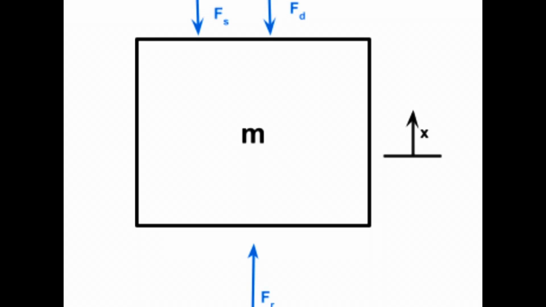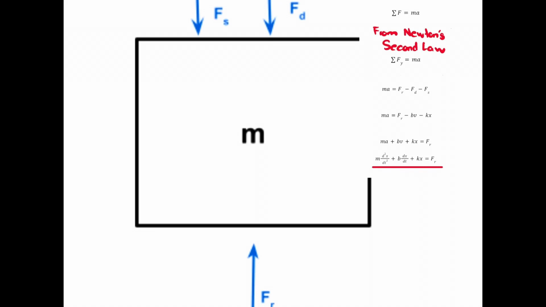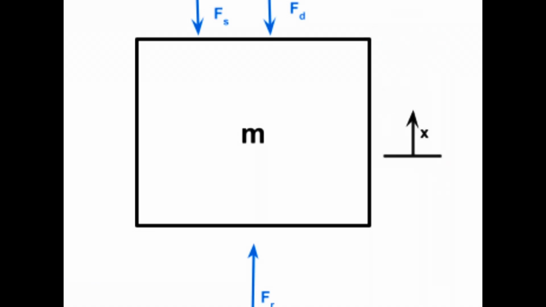Here we have a simplified version of a free body diagram of the car. The forces acting include the force from the road, which is pointing upwards, the force from the spring, pointing downwards, and the force from the damper, also pointing downwards.